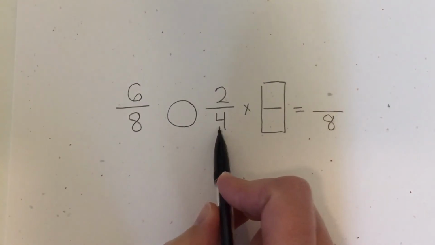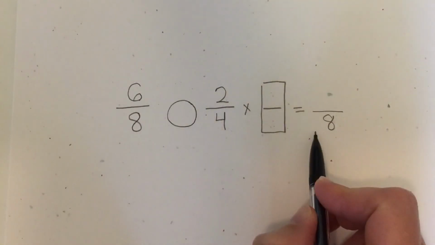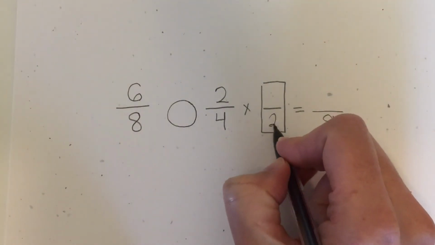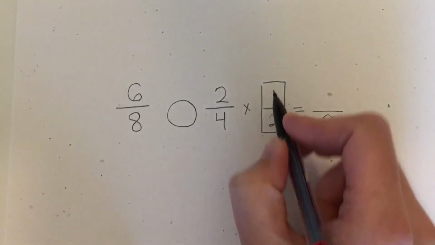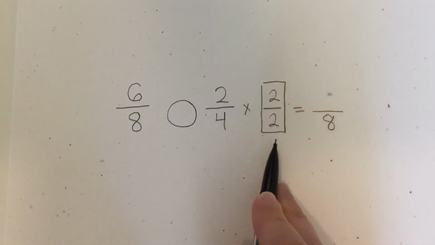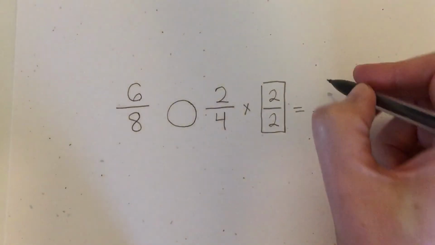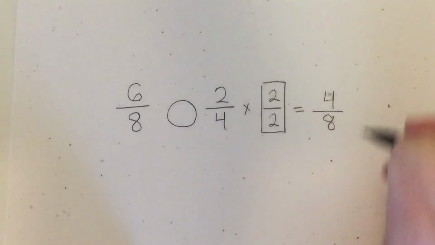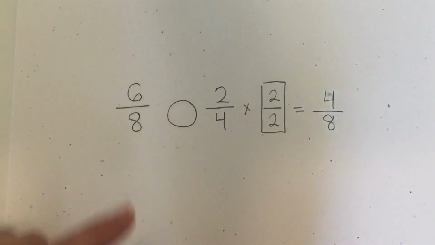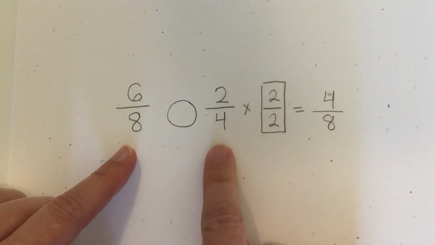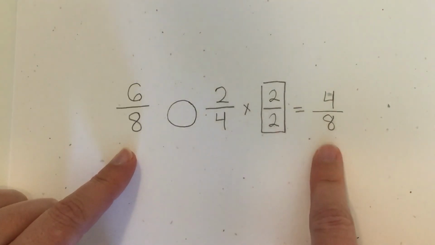Okay, so 4 times what equals 8? 4 times 2 equals 8. And this number has to be a 2, otherwise I wouldn't be multiplying it by 1. The only fractions that are equal to 1 have the same number in the top and the bottom. So then I have to also multiply 2 times 2, and I will get a 4. So now instead of comparing 6/8 and 2/4, I'm comparing 6/8 and 4/8.